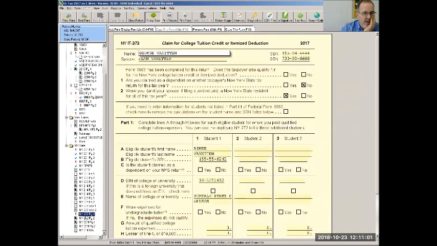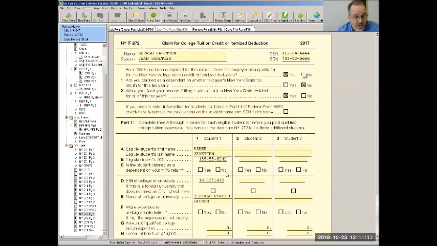Okay, click on that. This is the college credit on the state side. NY-272, so all the way at the bottom of the tree. Okay, first question is, did you file an 8863? Yes, we did. We just completed that.